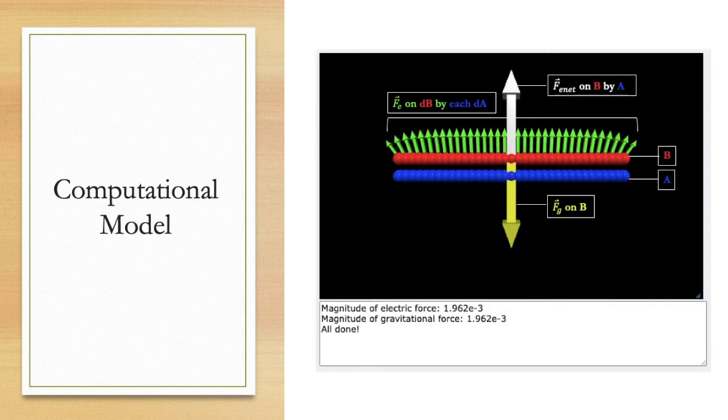So here is the computational model that the code ended up creating. The line of red spheres B represents the top tape, and the line of blue spheres A represents the bottom tape. And you can clearly see that at each dq chunk on the top tape, there is an E field, and adding all of these individual E fields acting on each dq chunk calculates the net electric field on the entire top tape B due to the entire bottom tape A. I determined the charge on each tape by trial and error until the program printed out the same value for the magnitude of the electric force and gravitational force.